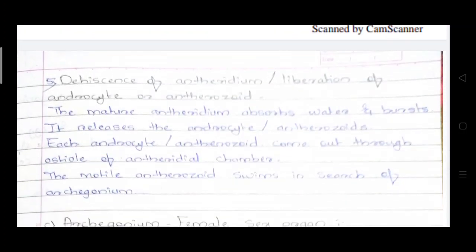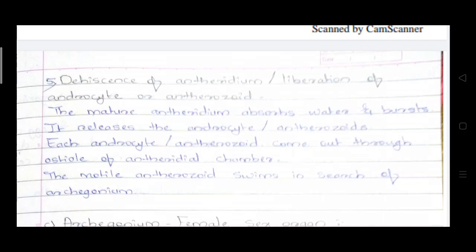The next stage is the dehiscence of the antheridium, or the liberation of the androcytes, also called antherozoids. When the antheridium matures, it absorbs water and bursts. After bursting, it releases the antherozoids. Each antherozoid comes out through the ostiole of the antheridial chamber, and the motile antherozoids swim in search of the archegonium. So this is the dehiscence of the antheridium.